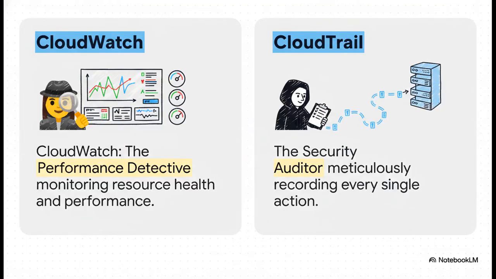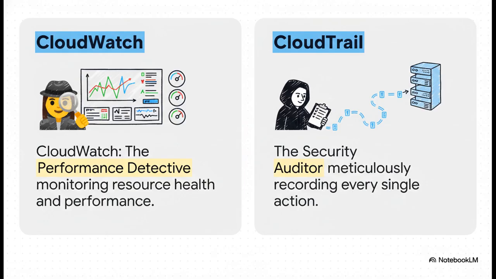And here they are. Meet the team. First, we've got Amazon CloudWatch. Think of this one as our performance detective. It's on the scene, checking all the vital signs, looking at the system's health. Then we have AWS CloudTrail. This is our security auditor. Totally different job. This one's combing through all the activity logs, trying to figure out who did what and exactly when they did it.